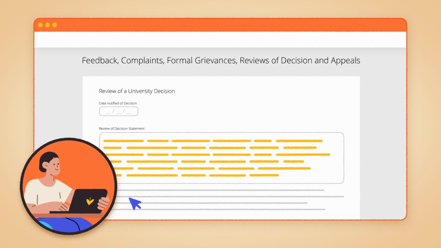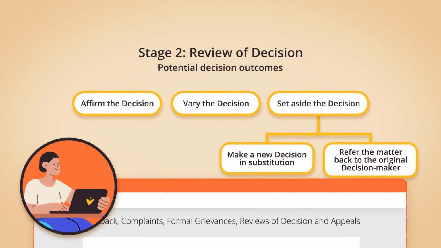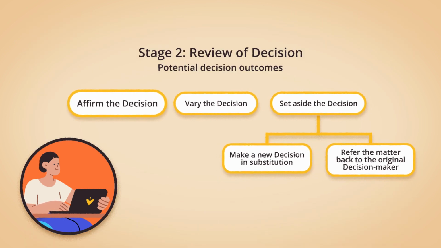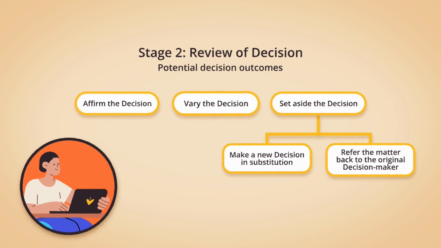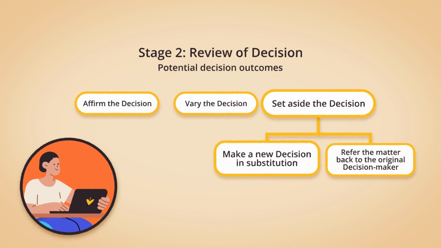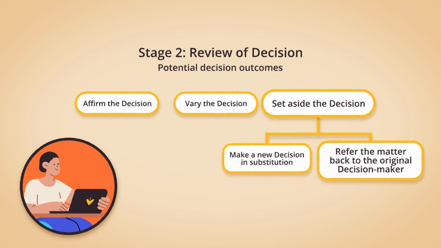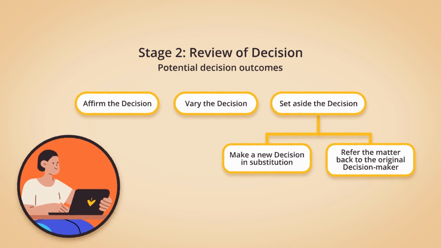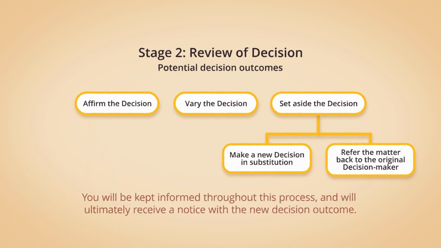It will then be allocated to a decision maker for investigation, and they will either affirm the original decision, vary the decision, set aside the decision under review and make a new decision, or refer the matter back to the original decision maker with directions or recommendations. You will be kept informed throughout the process and will ultimately receive a notice with the new decision outcome.